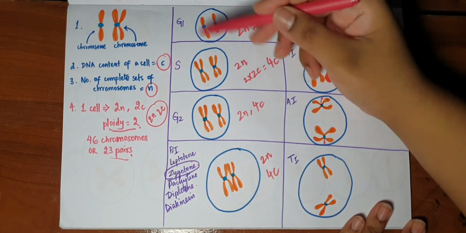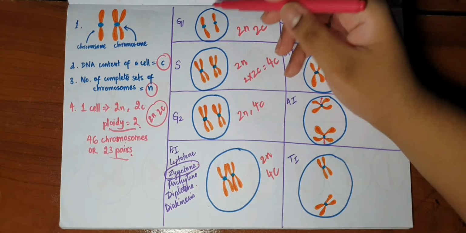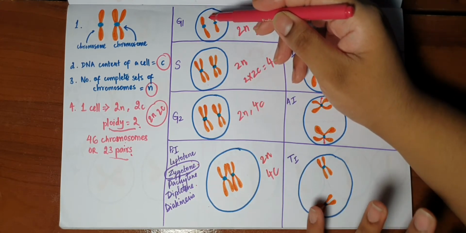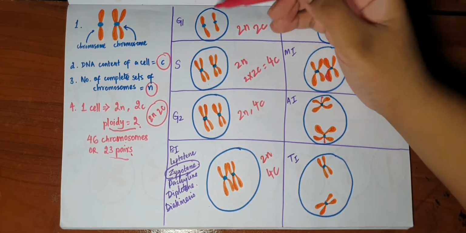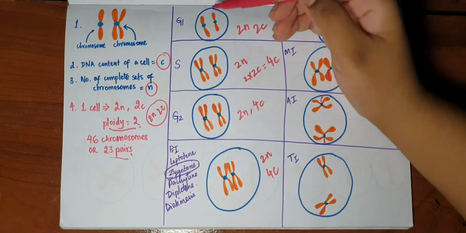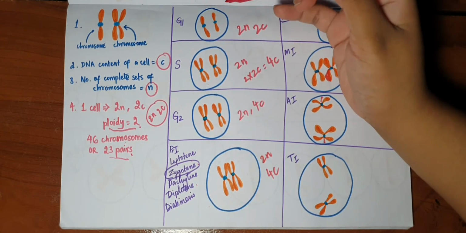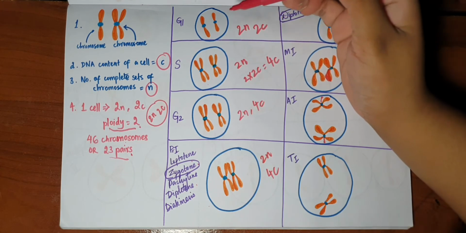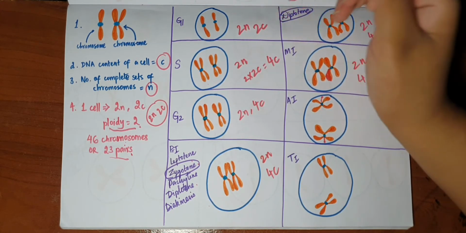Now here, like in the previous video that I drew for mitosis, I'm going to be drawing just 2 chromosomes to represent the whole set of chromosomes. So we have 2 chromosomes here, they have 1 chromatid each. So this is in G1. This is a diploid cell. We are starting with a diploid cell, so the content is 2N and 2C.